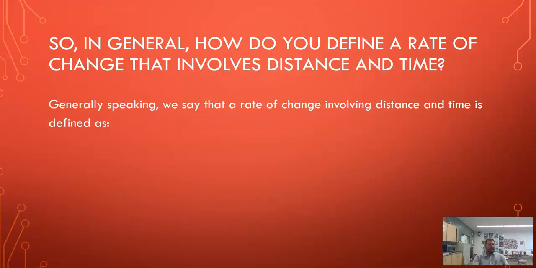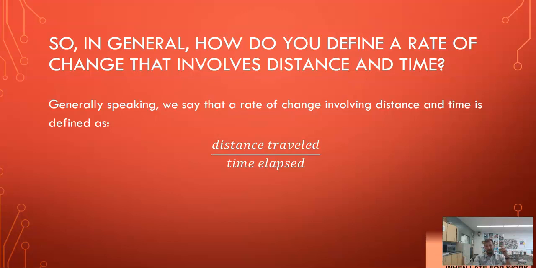More in general, it doesn't have to be meters and seconds, but anytime we talk about defining a rate of change, which is what a speed is, that involves distance and time, we always say the total distance traveled divided by the time elapsed, and that will tell us how fast we are going. And that's what we've always learned speed to be, or sometimes it's called velocity. We'll talk more about that later.